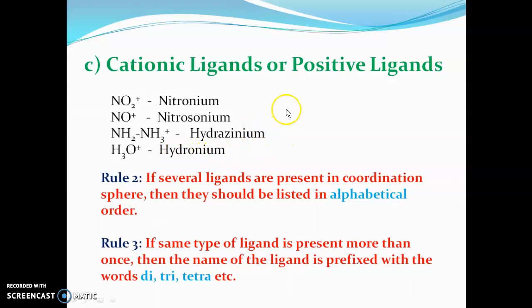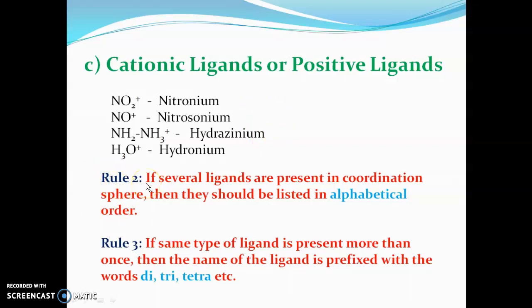So let us summarize how to name the ligands. Ligands are of three types. Neutral ligands are given their original names. Certain neutral ligands are given special names. Next, the name of a cationic ligand must end with ium, and the name of a negative ligand must end with O.